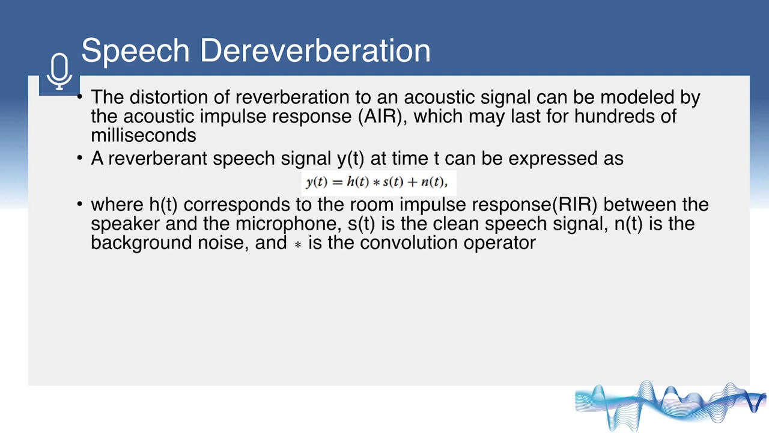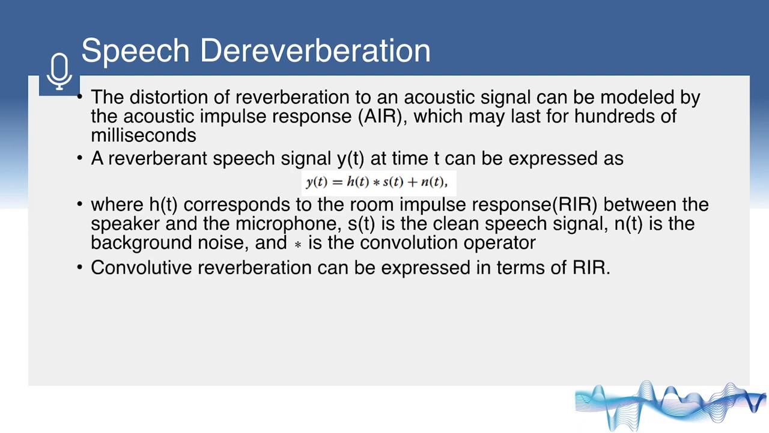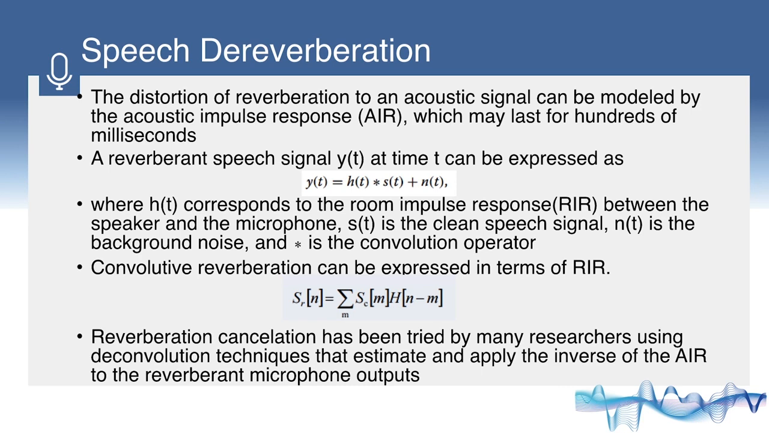h(t) corresponds to the room impulse response, RIR, between the speaker and the microphone. s(t) is the clean speech signal. Convolutive reverberation can be expressed in terms of the RIR with the form in the time domain. Reverberation cancellation has been tried by many researchers using deconvolution techniques that estimate and apply the inverse of the AIR to the reverberant microphone output.